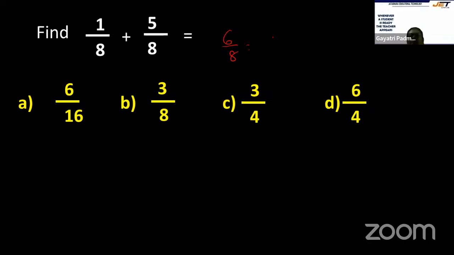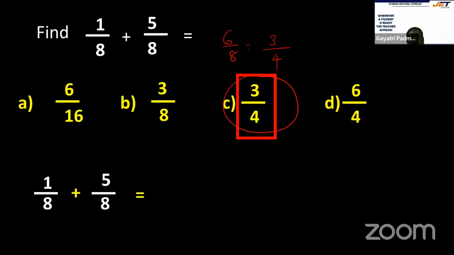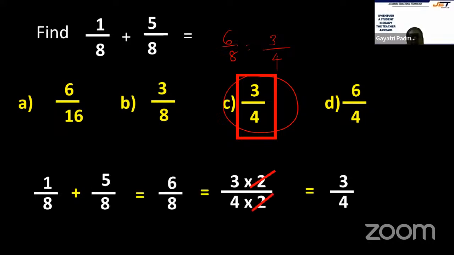Further, we can simplify it as, the 6 will go in 2, 3 times. 8 will go into 4 times. So it is 3 by 4. So your option must be option C. That is 3 by 4. All right. So the explanation is written over here.